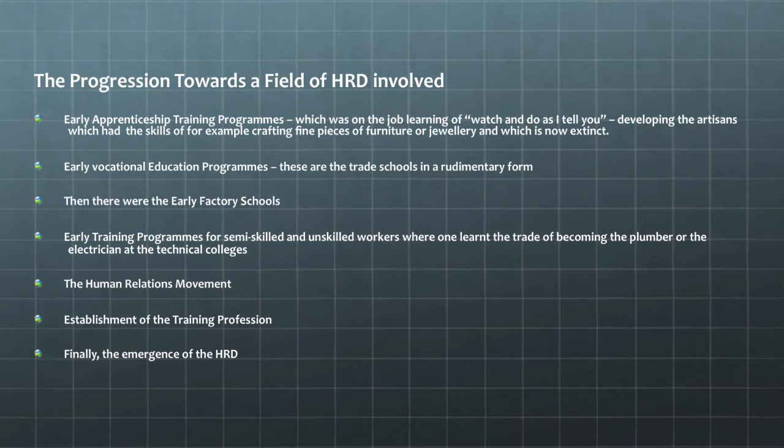Then we get to the early factory schools. After that, the early training programs for semi-skilled and unskilled workers were where one learned the trade of becoming the plumber or the electrician at the technical colleges. The human relations movement, establishment of the training profession, and finally, the emergence of the HRD.